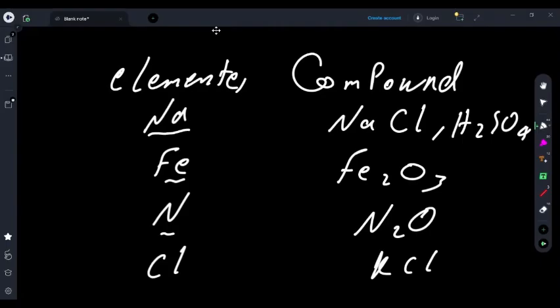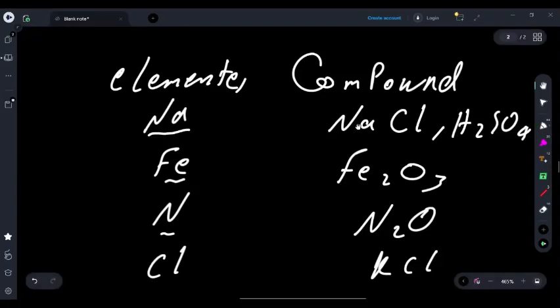So that's it. This is the difference between the element and the compound. Element is one type of atom, like Na, like Fe, like N, just individual atom like that. Na, Fe, N, Cl, we call it element. Compound, more than one type of atom. NaCl, H2SO4, Fe2O3, all of them we call it a compound.